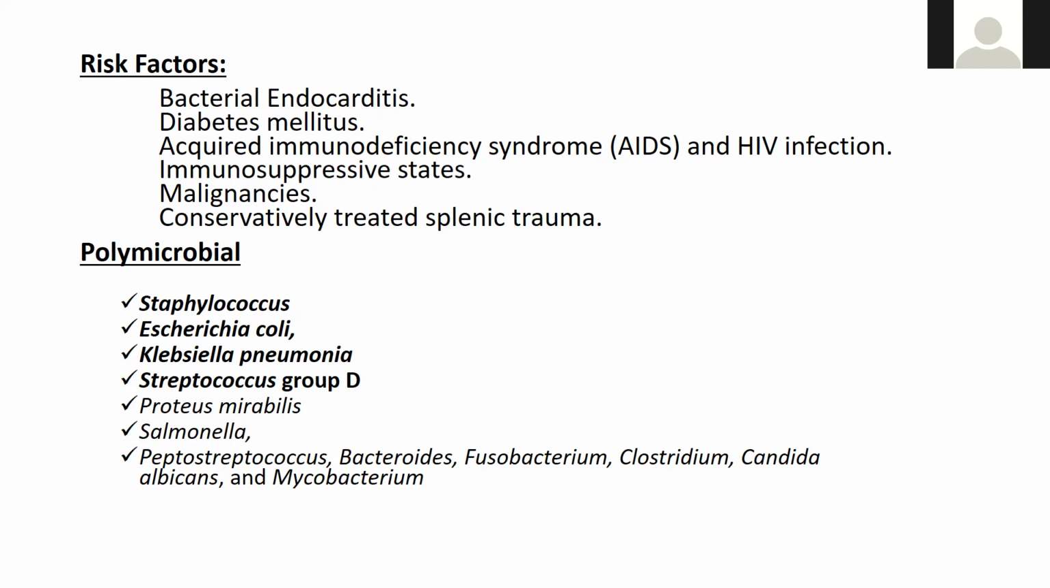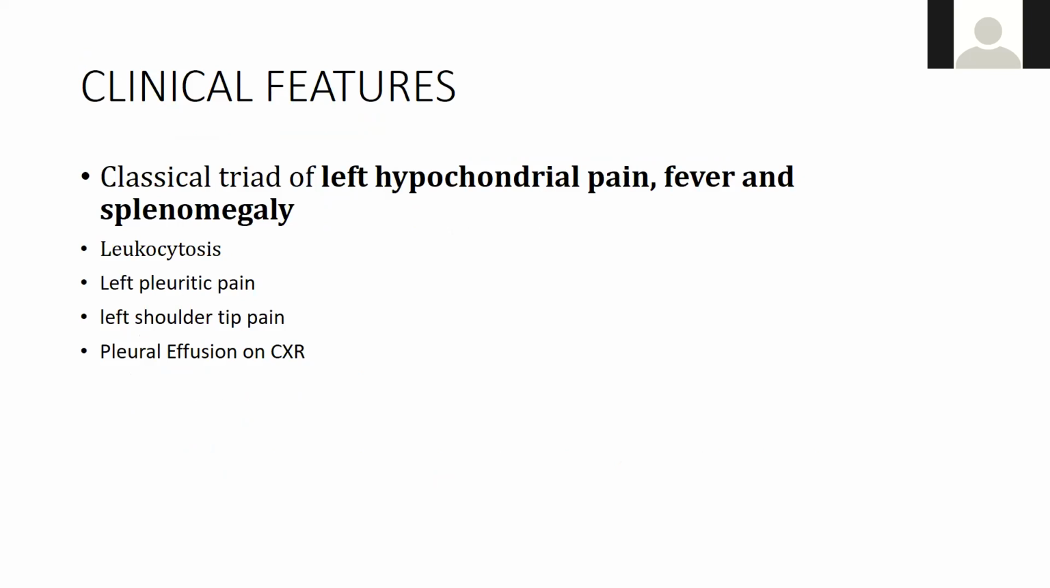For the clinical features, you usually see the classical triad of left upper quadrant pain, fever, and splenomegaly. But other patients don't present with splenomegaly. They have very non-specific signs. They can just present with a fever, left upper quadrant pain with high white cells, or some underlying pleuritic chest pain or left shoulder tip pain, or an incidental finding of a reactive pleural effusion on a chest X-ray. But for one of the patients that we saw in CWM 3 weeks back, he had this classical triad of left hypochondrial pain, fever, and an enlarged spleen.